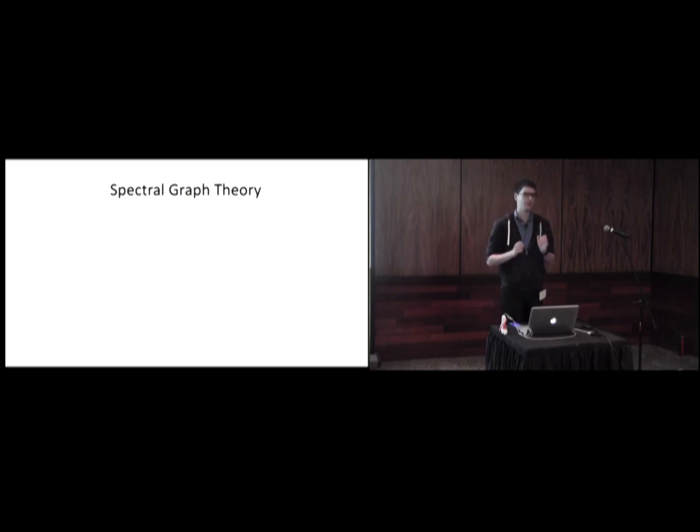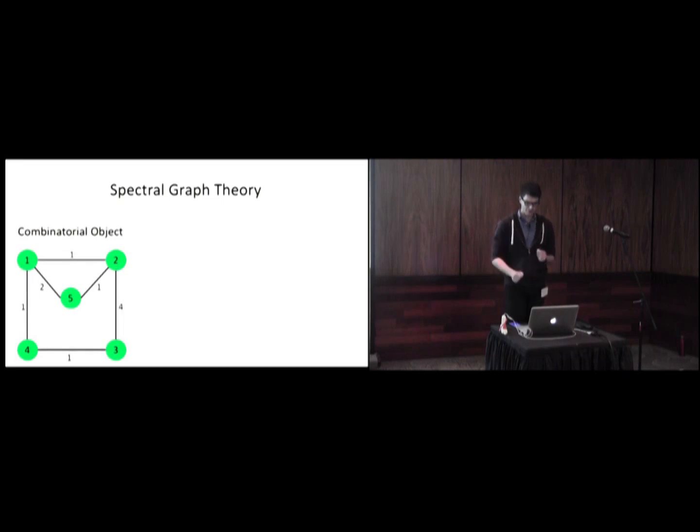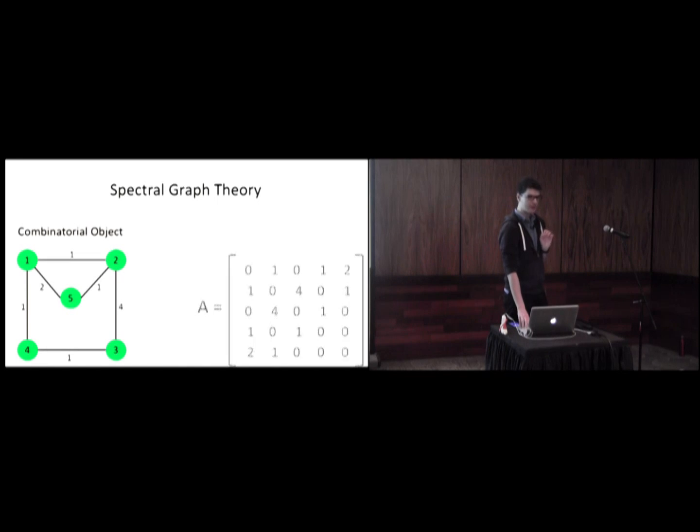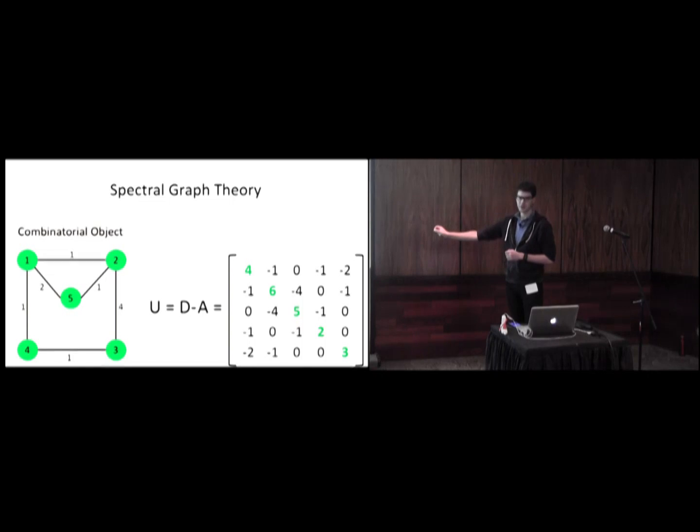In spectral graph theory, we typically work with combinatorial objects, which are graphs. A graph has an adjacency matrix. Using this adjacency matrix, I can define the Laplacian of the graph by subtracting the adjacency matrix from the diagonal matrix whose entries are the weighted degrees of vertices. This is the fundamental algebraic object that I'm going to associate to this graph.